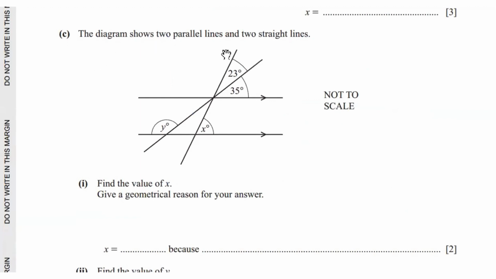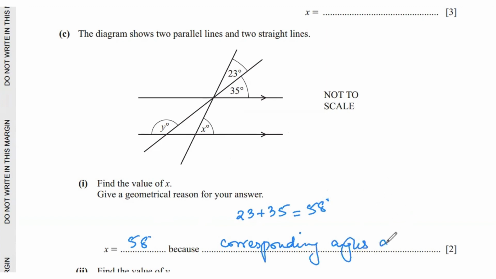Then it says the diagram shows 2 parallel lines and 2 straight lines. Find the value of x. So if this is x, these two are 23 and 35. So x would be 23 plus 35, which is 58. Why is it 58? Because x and the sum of these two angles are corresponding angles. And corresponding angles are equal. This is corresponding to this.